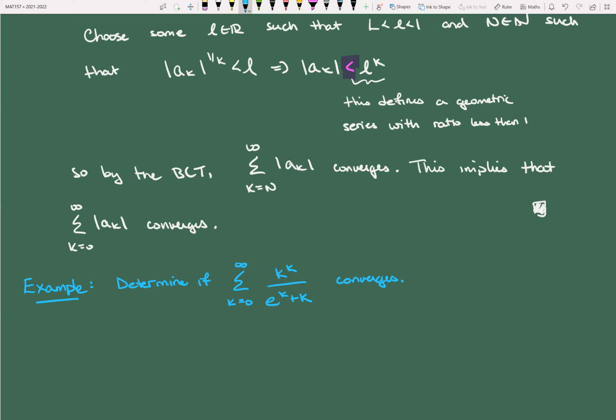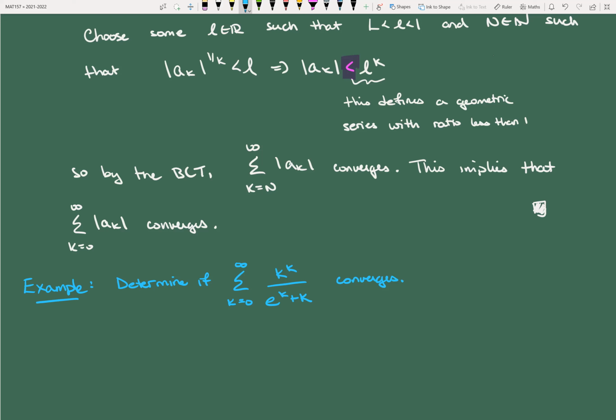And again, when you look at something like this, your thought process should basically be: look at that denominator. You've got e to the k plus k. The plus k is useless, right? It's not really contributing anything. As k gets really, really big, the things that are going to be important are k to the k and e to the k. So I'm going to limit comparison test the plus k away because it's not really significant.